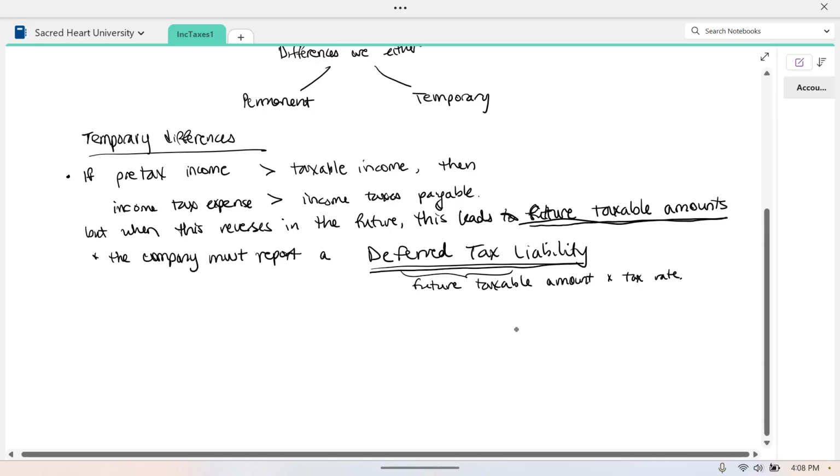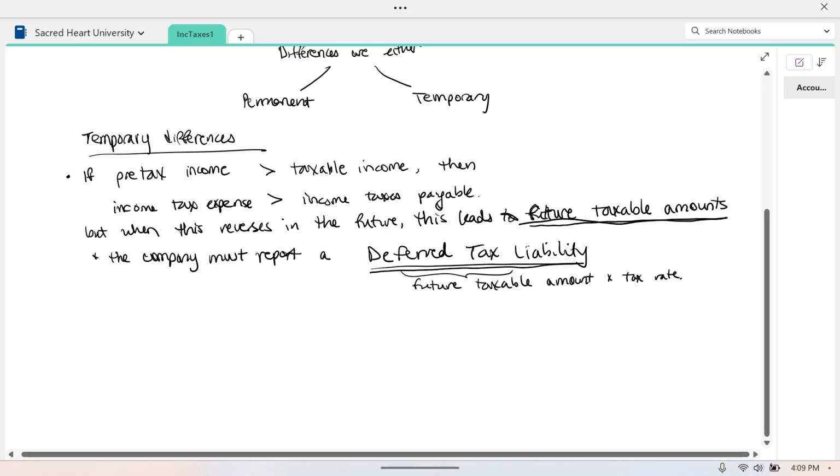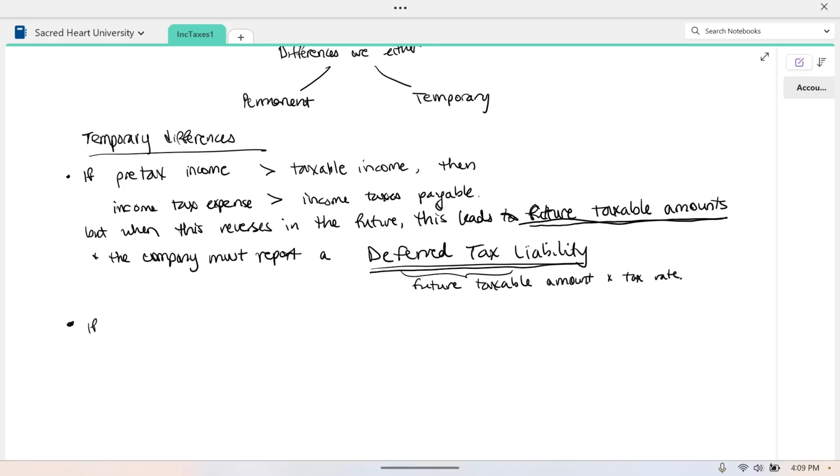And why do we do this? We report this deferred tax liability on the balance sheet, on the books, then we're telling investors some information about what we know is going to happen in the future. And then the reverse can happen, that pre-tax income can be less than taxable income. Then what this says is our book or income statement income tax expense is lower than what we're going to report as taxes payable on the tax form.